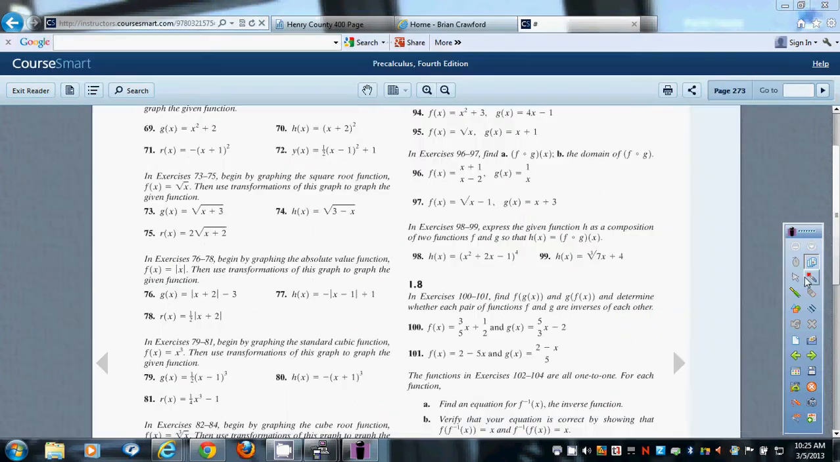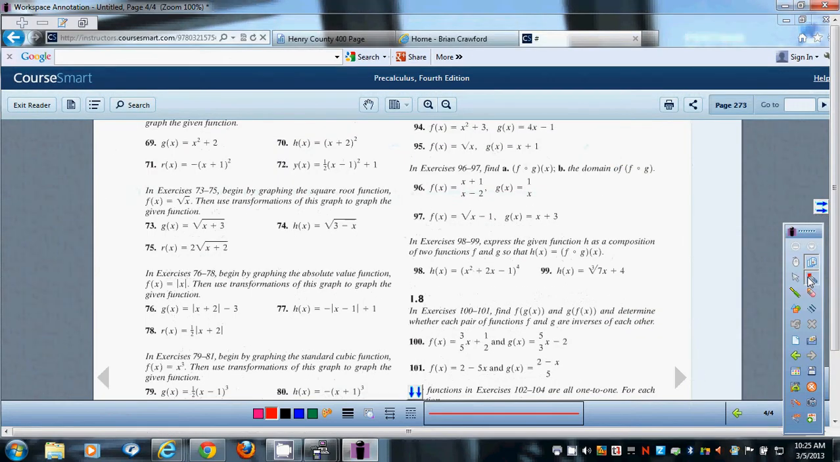X squared is a parabola. Square root of x is a half sideways parabola. Absolute value is a v, and x cubed is one of those. After that, all you need to know is what all this stuff does. What does it do when you add a number outside of the parentheses, way out here by itself? It's a vertical shift. When you add or subtract a number outside the parentheses, like numbers 69, 76, 77, those are vertical shifts.